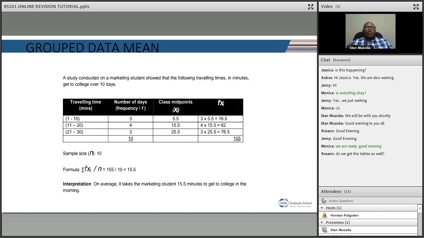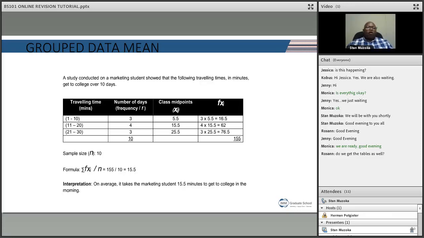the average for that class is called the class midpoint. What is the midpoint of that class? If the class is 1 to 10, the midpoint is 1 plus 10 divided by 2. 11 divided by 2 is 5.5. That's what you see there as the class midpoint. So if we estimate that the 3 observations are 5.5, because we don't know the exact observations, and multiply 3 by 5.5, we get a total of 16.5. So we have got a total now for the 3 observations.